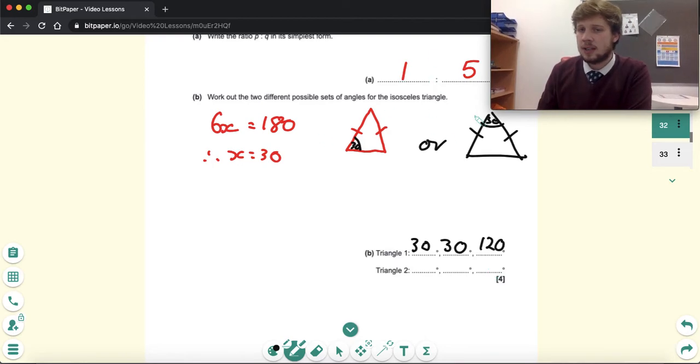And likewise, if I had an angle now, where I had 30 degrees at the top, my other two angles must be equal, so let's call them y. 2y must equal 150, so y must be equal to 75. So I'd get my other two angles as 75.